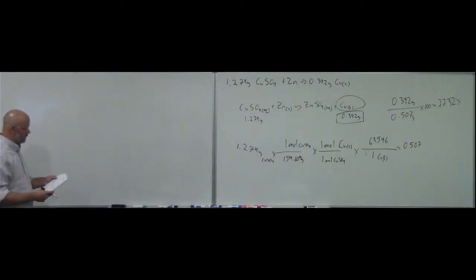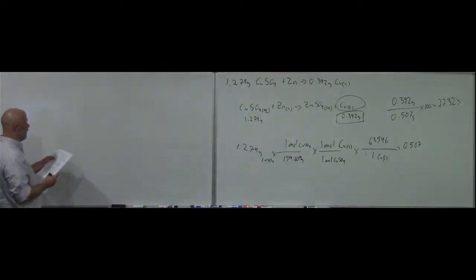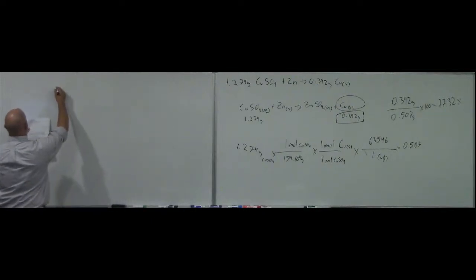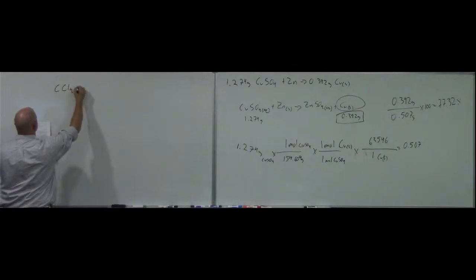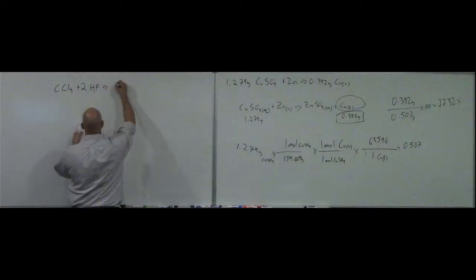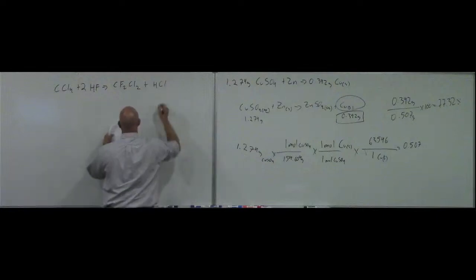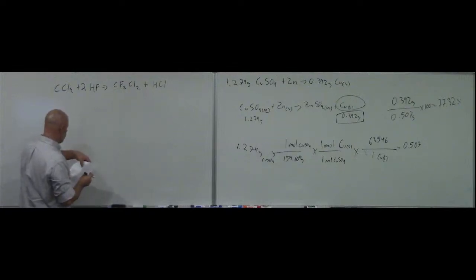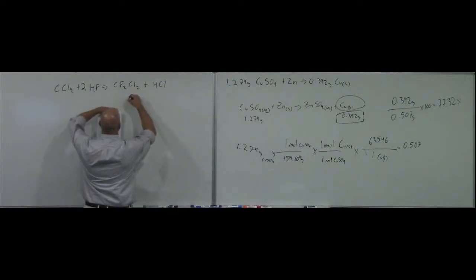All right. So our next question is this. What is the percent yield of a reaction that produces 12.5 grams of the gas freon from 32.9 grams of carbon tetrachloride and excess hydrofluoric acid? So here's what this looks like. I have CCl4 plus 2 hydrofluoric acid yields freon, CF2Cl2, plus hydrochloric acid.